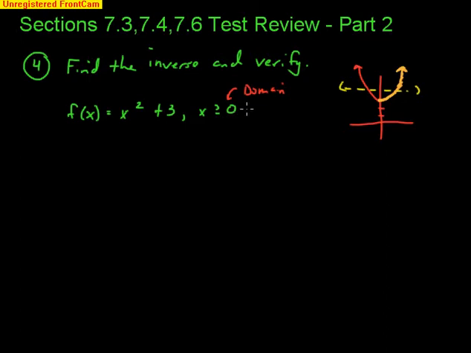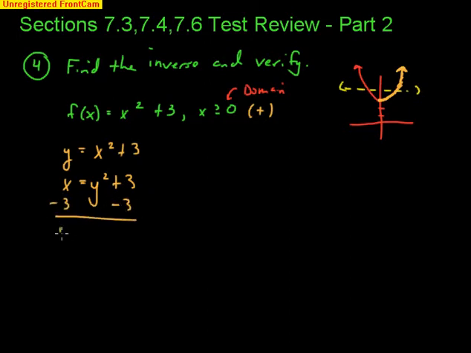Remember that this means positive numbers as well. So when we find our inverse, we might have to use that fact. Okay, so same process as the last problem. So we let y be f of x. We replace x and y, and now I solve for y. Subtract 3 from both sides. X minus 3 equals y squared.